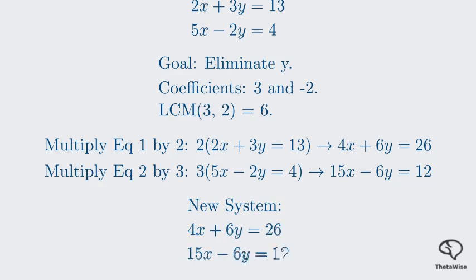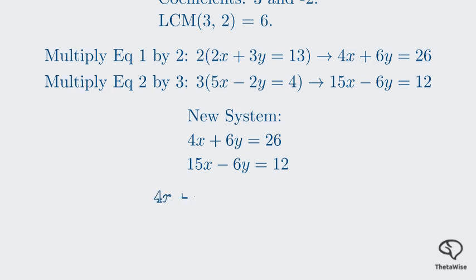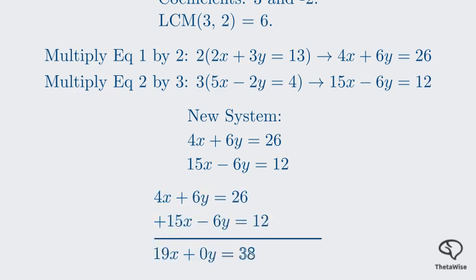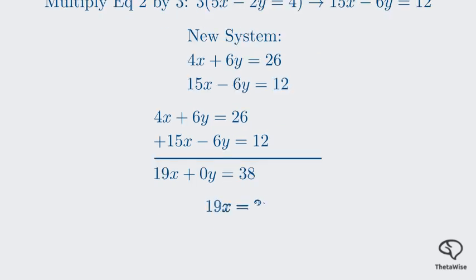Notice that the y coefficients are now opposites. Since the coefficients are opposites, we will add the two equations together. Adding them gives us 19x plus 0y equals 38. The y variable is eliminated. This simplifies to 19x equals 38. Dividing both sides by 19, we find that x equals 2.